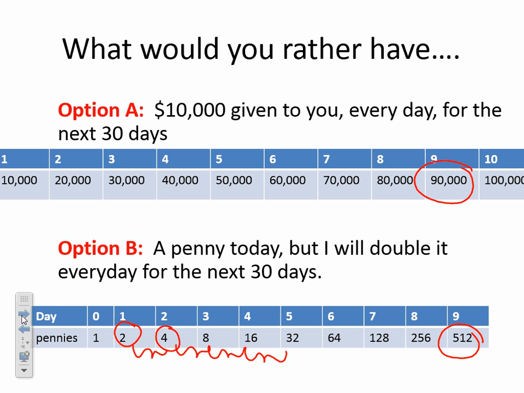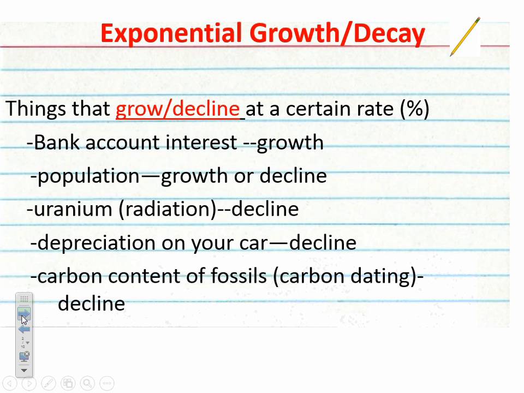To find out how much I would have in terms of pennies, how many pennies I would have, I would take 2 to the 30th power. I'd keep multiplying by 2 for 30 days. That would be how many pennies I have. That's a lot of pennies if you type that in your calculator.